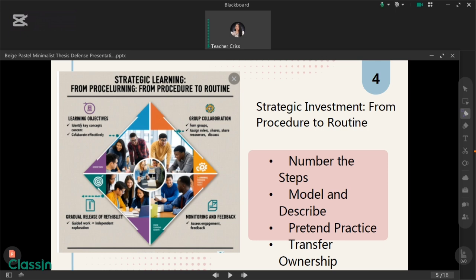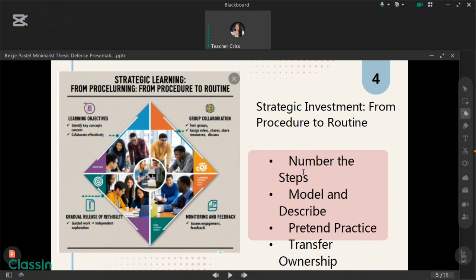When I was observing, one of my cooperating teachers did this. Every time she grouped the class, she would count: one, for the students to stand up; two, to go to their group mates; and number three, to settle down. It's just easy. I hope we can visualize that one.